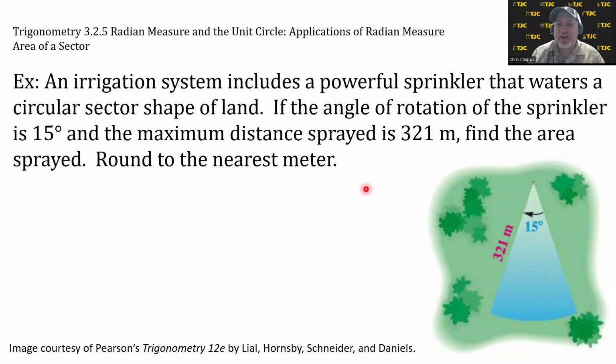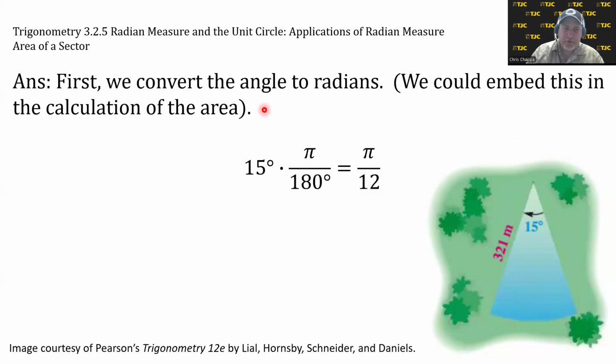Well, this is clearly the area of a sector. But first, we convert the angle to radians. We could embed this in the calculation of the area, but multiplying 15 degrees by pi over 180 degrees and reducing to pi over 12 does not round and does not lose any accuracy. So we'll go with that.